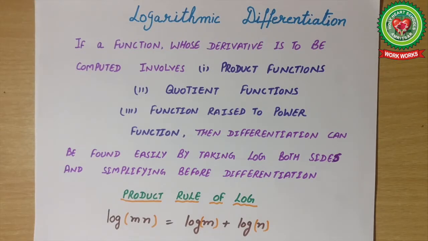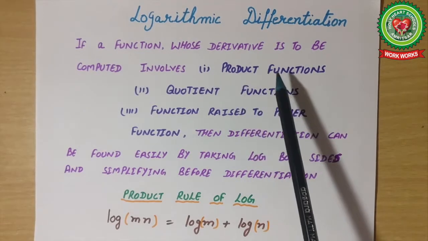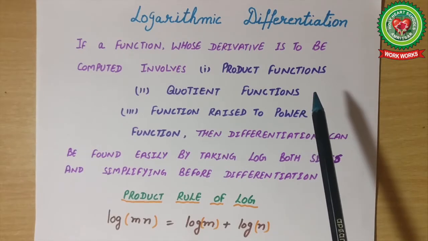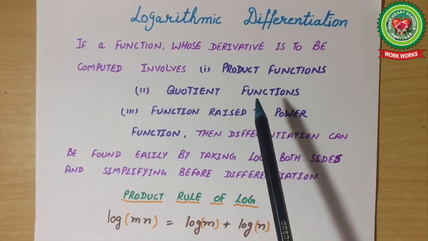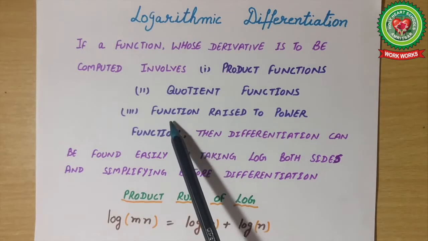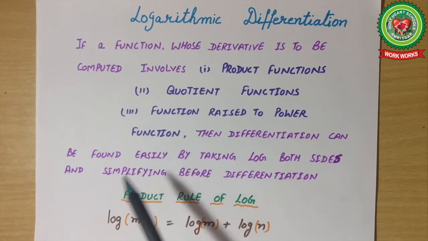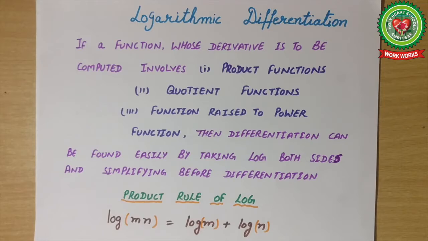If a function whose derivative we want to calculate is in the form of a product function, it means two functions are in the product form; a quotient function, two functions in the fraction form; or a function raised to a power that is also a function, for example x raised to power x, sin x raised to power sin x. These are different functions, but the base is also a function and the power is also a function.